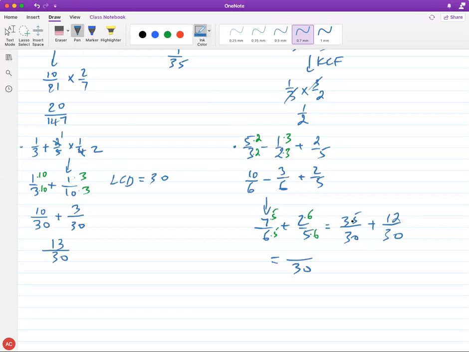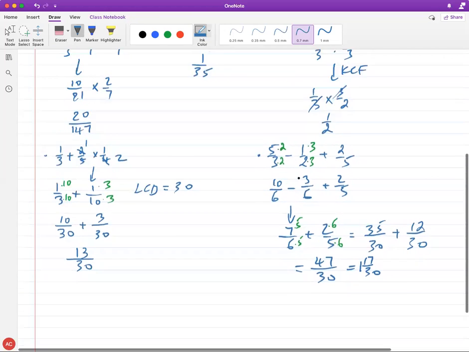Finally, same denominator, we can add. We add these two, we get 47 over 30. This is an improper fraction. We can't simplify it, and so we can say 30 into 47 is 1 and 17 over 30. That's right, 17 is the remainder.